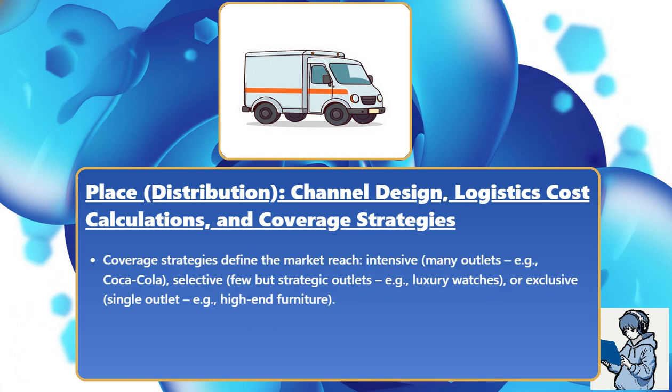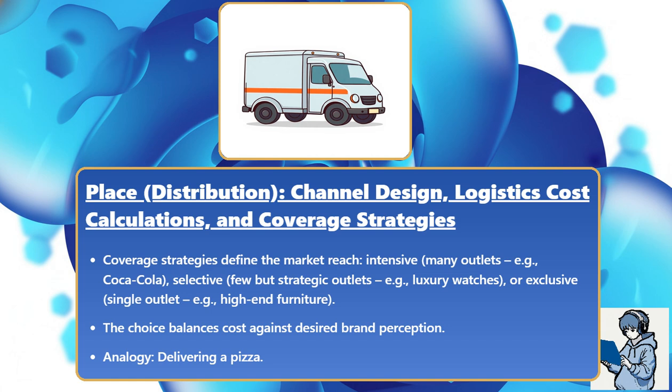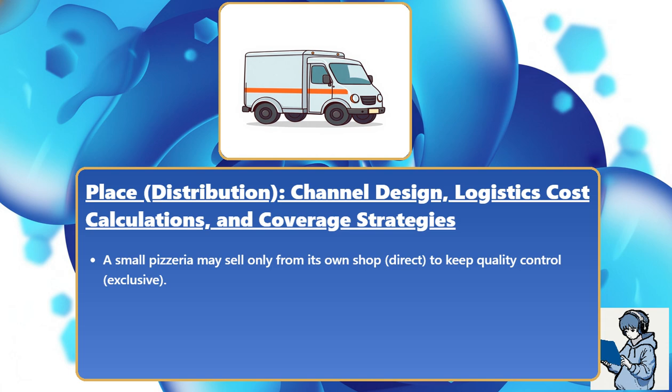Coverage strategies define the market reach. Intensive, many outlets, for example, Coca-Cola. Selective, few but strategic outlets, for example, luxury watches. Or exclusive, a single outlet, for example, high-end furniture. The choice balances cost against desired brand perception. Analogy: delivering a pizza. A small pizzeria may sell only from its own shop, direct, to keep quality control exclusive.